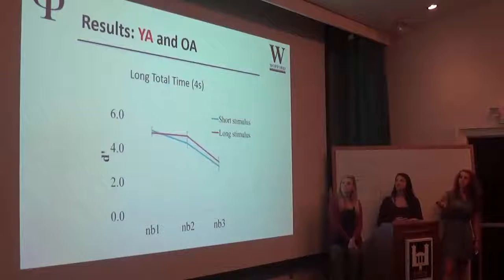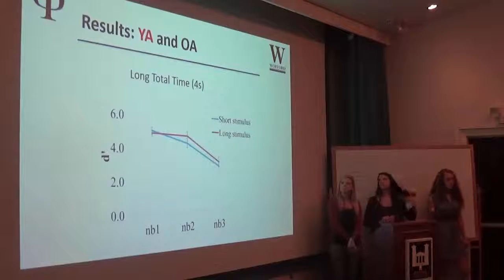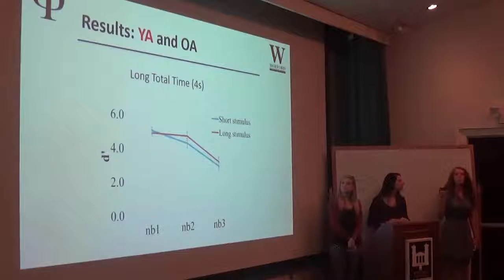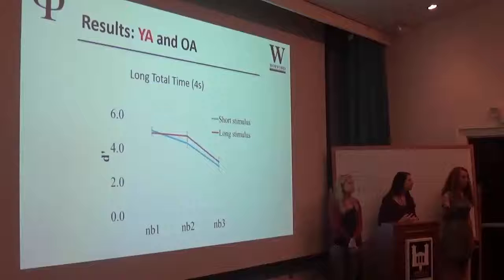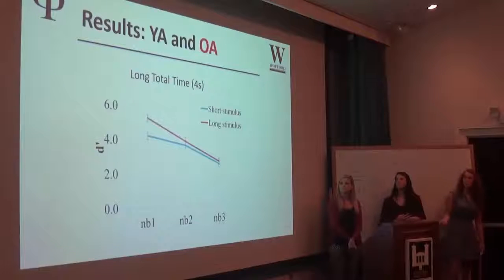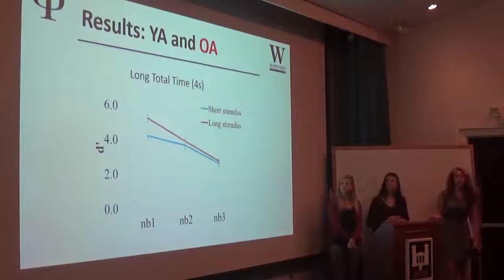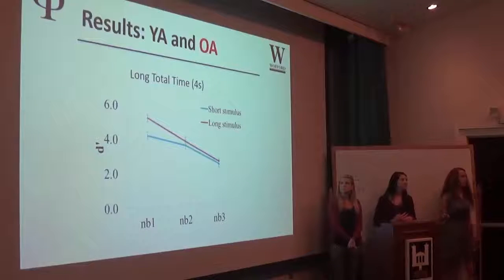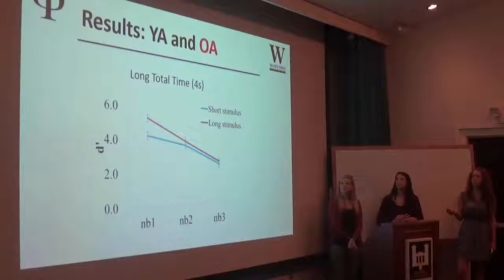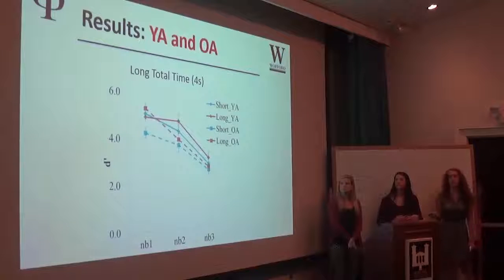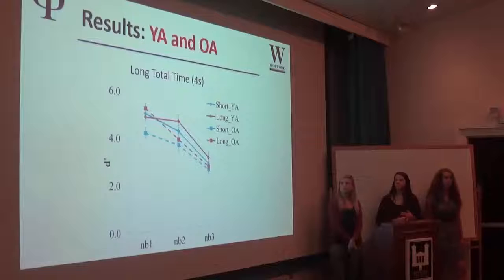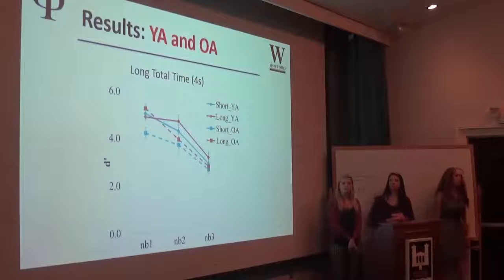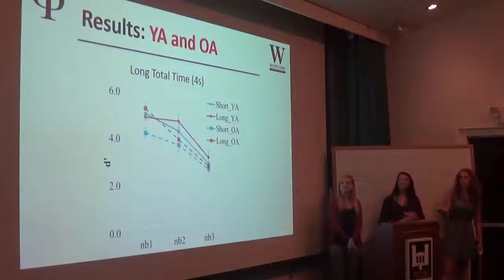And so again, here's the long total time group for the younger adults. I will show you older adults next. Again, we did not find a significant main effect of condition, meaning that the stimulus time did not help performance. But in older adults, we did find a significant main effect of condition, so for older adults, the stimulus time did help performance. But we did not find a significant main effect of age, and we think that this is because we had a group of high-functioning older adults who were recruited from a lifelong learning program.